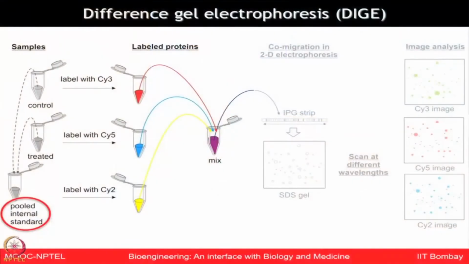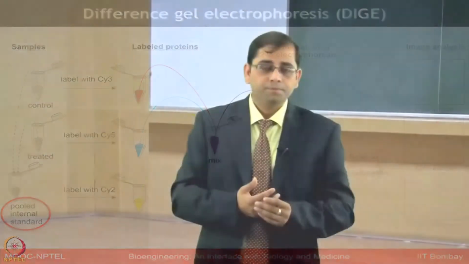If you want to cross compare these 10 gels, or for that matter the protein profiles of different patients, then you need to have some sort of common parameter to be analyzed, and that is the internal standard. You can take a small, equal amount of protein from all of these healthy and diseased individuals, mix them together to make a pool, and that pool could be labeled with a third dye, which is Cy2 dye.